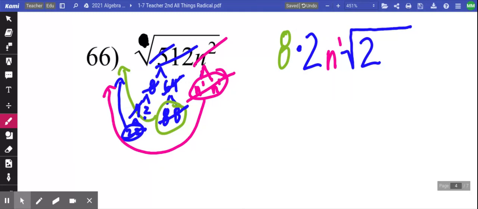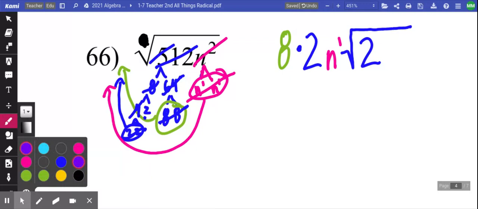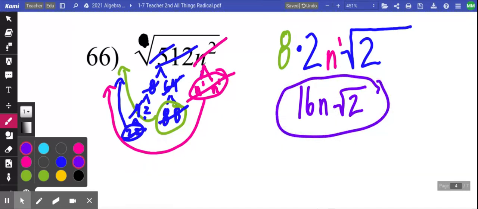Now what we need to do is just take a look at our outside and multiply our final numbers together. Let me get a different color for this one. Oh, that purple's nice. Okay, 8 times 2, that's 16. And then we just carry down our N, or our N1. And then on the inside, it's just a lonely little 2 by itself. And that's my final answer. 16n radical 2. Remember, those radicals, these variables are what adds together and not what multiplies, like the numbers.